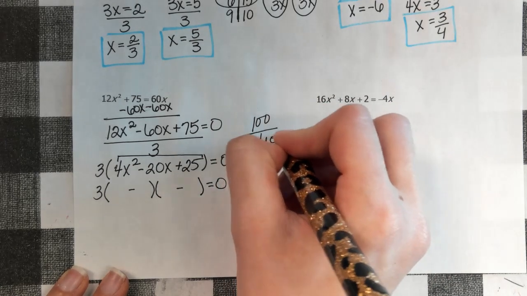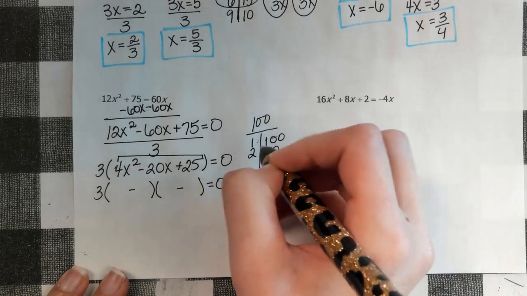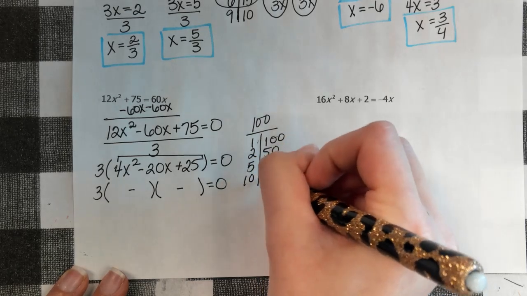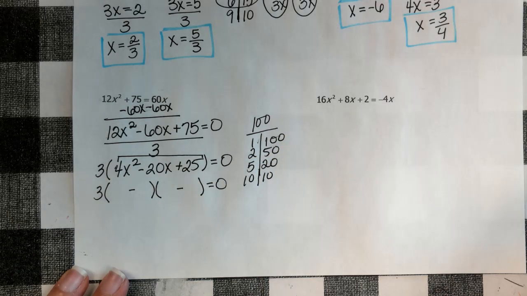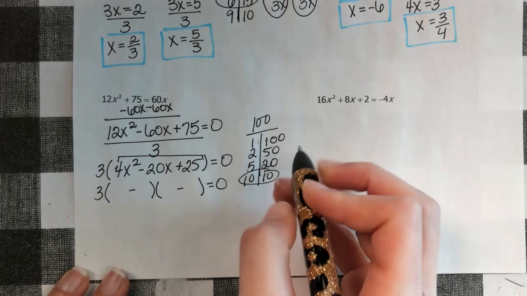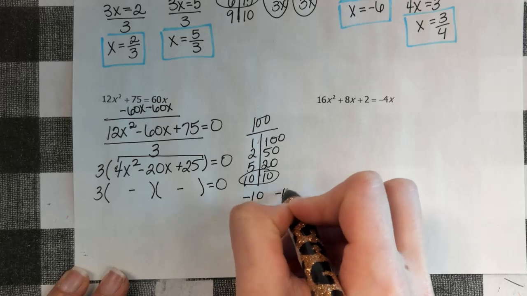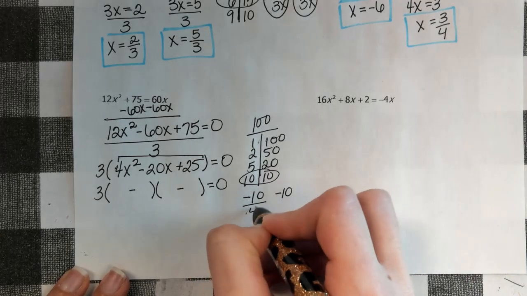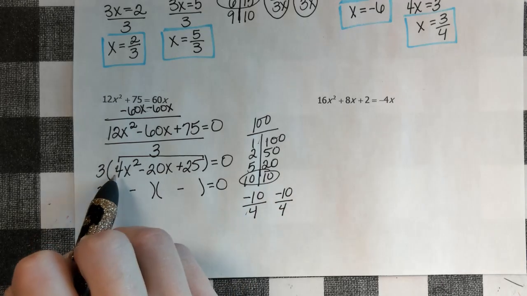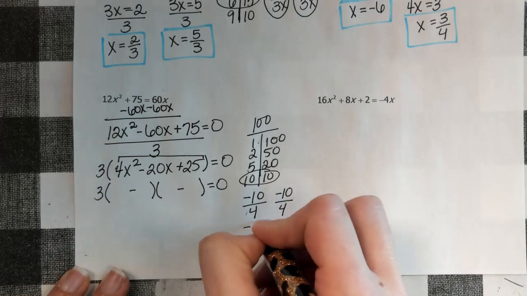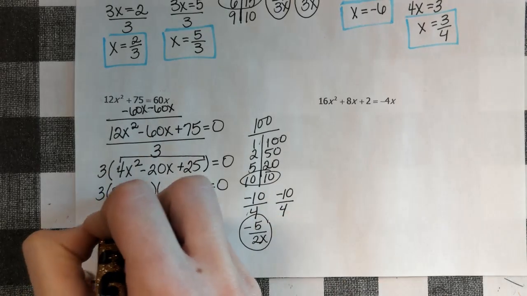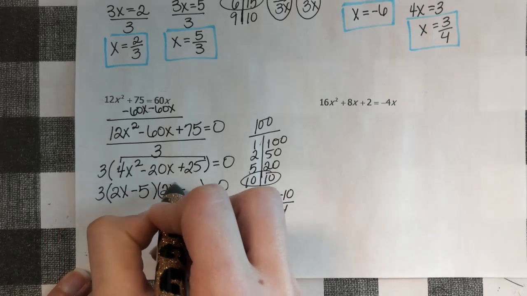I got 1 and 100, 2 and 50, 5 and 20, and then 10 and 10. So it's going to combine to give me 20. 10 and 10. So I take negative 10 and negative 10 because I know they're both negative. And what do I do with it? I divide by 4, not 12, but 4. Okay, so then that both gives me negative 5 halves. Stack on your x, so I've got 2x minus 5 and 2x minus 5.